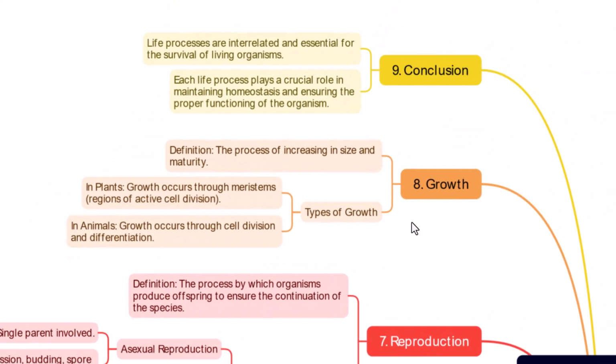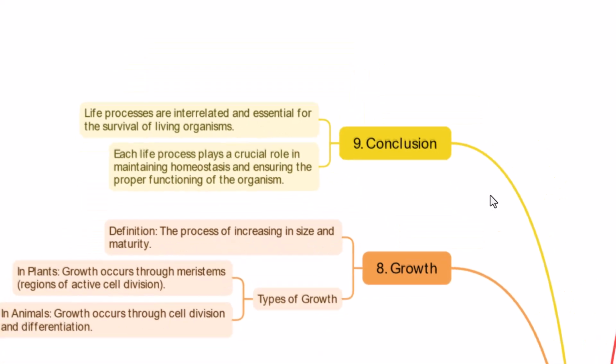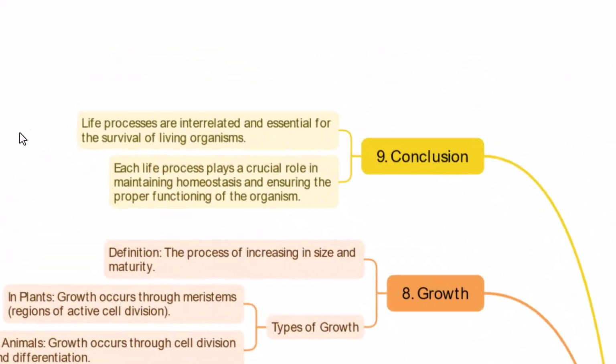Then there is growth. So, as we all know that any living organism grows. Then there is types of growth. First is the plant growth and then the animal growth. You can read these two growths independently. The whole gist of the mind map, life processes, is mentioned in the conclusion.